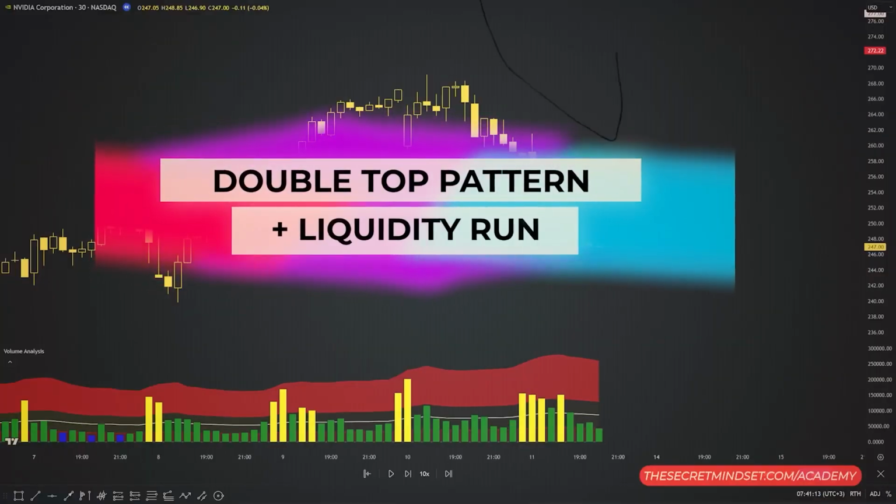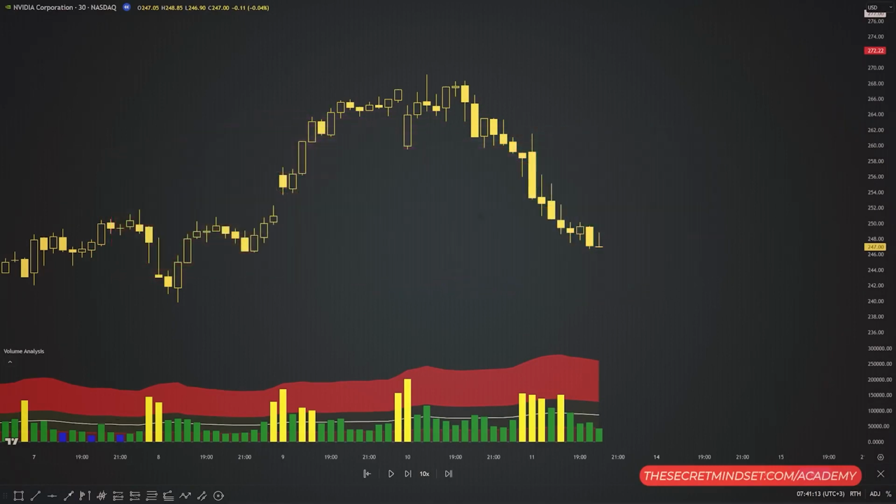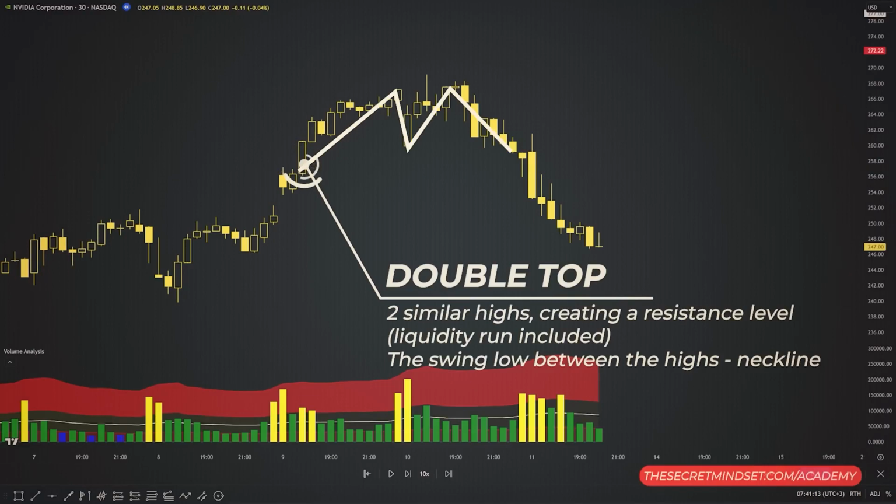The next pattern is the double top, which contains a liquidity run. In a double top pattern, we start with an upward trend. The price reaches two similar highs, creating a resistance level. The swing low between the highs is known as the neckline.